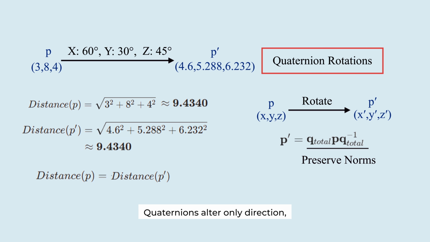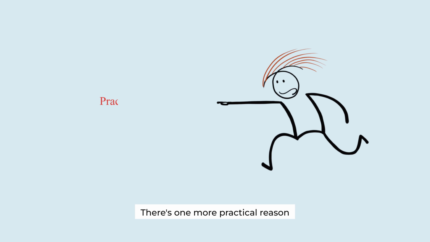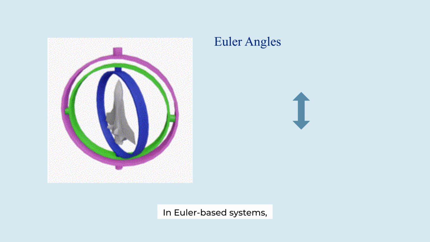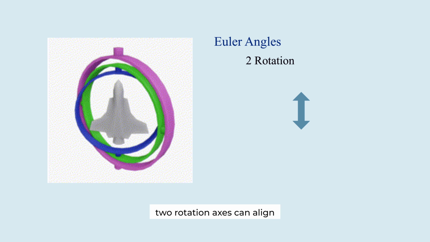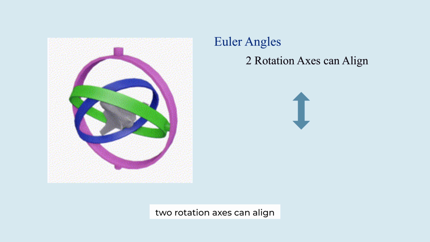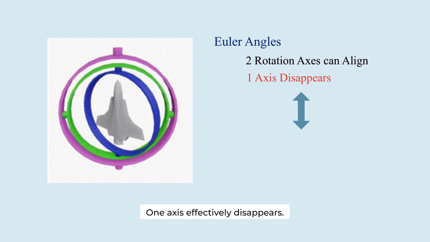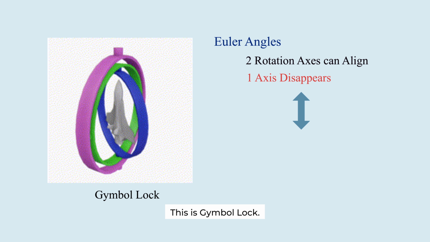Quaternions alter only direction, making them the most honest rotation tool possible. There's one more practical reason we use quaternions instead of Euler angles. In Euler-based systems, at certain angles, 2 rotation axes can align and collapse into one. One axis effectively disappears. This is gimbal lock.